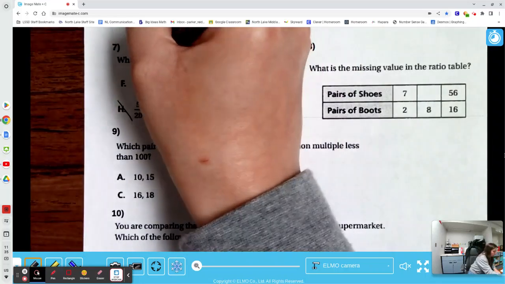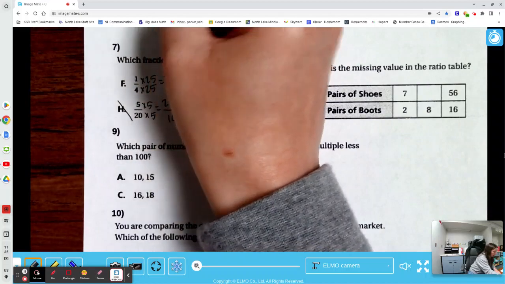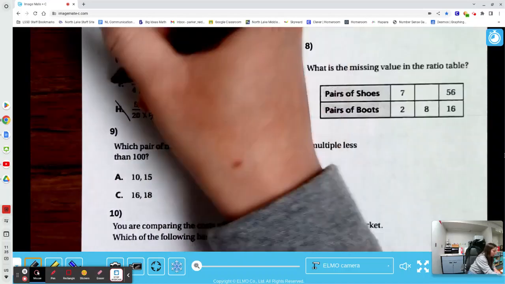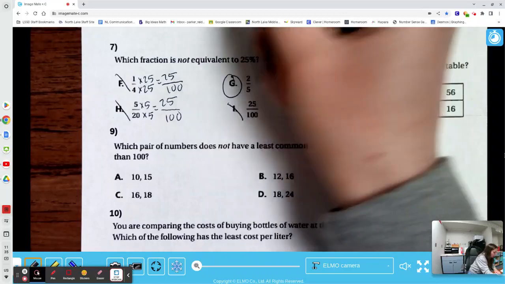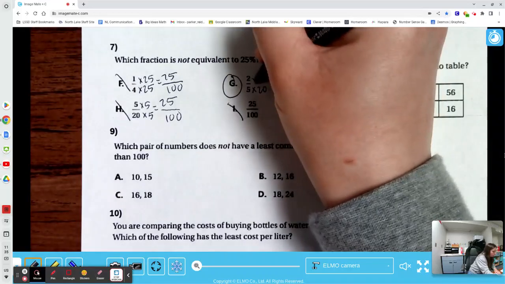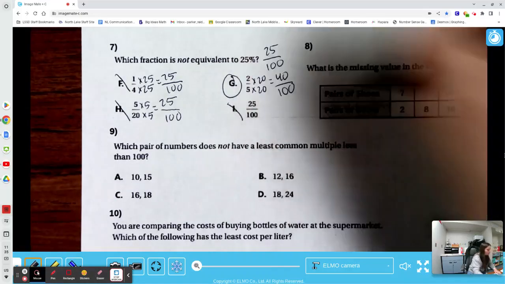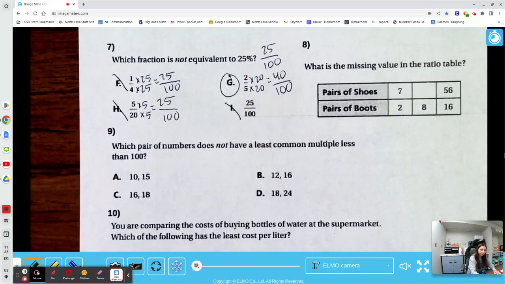Option F, 4 times 25 makes 100. Do the same to the numerator. 1 times 25 is 25. 4 times 25 is 100. So not F. It's going to have to be G. The reason this is not 25% is because we would multiply 5 by 20 to make 100. When we do the same to the top, we would get 40. So this would be 40%, not 25%.